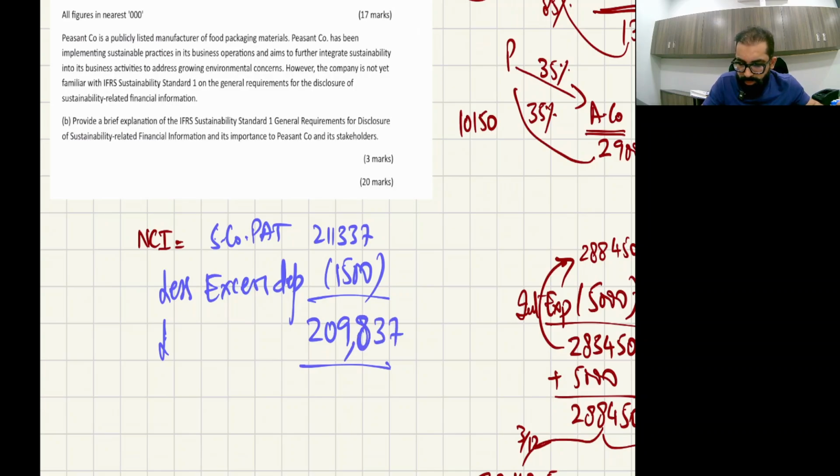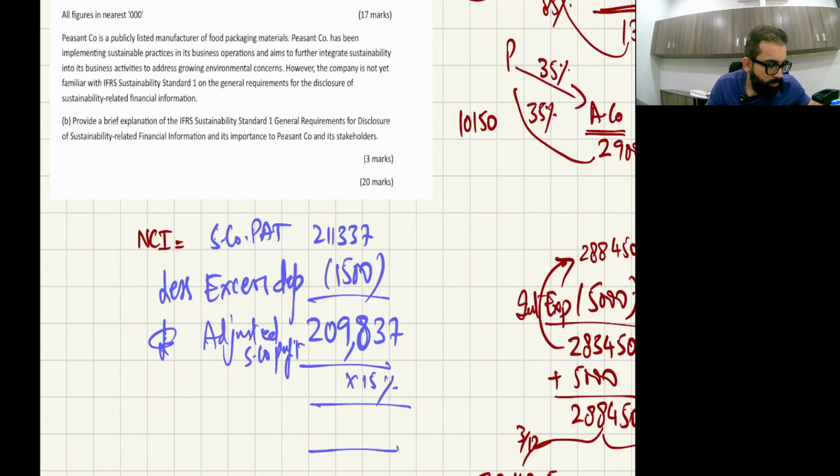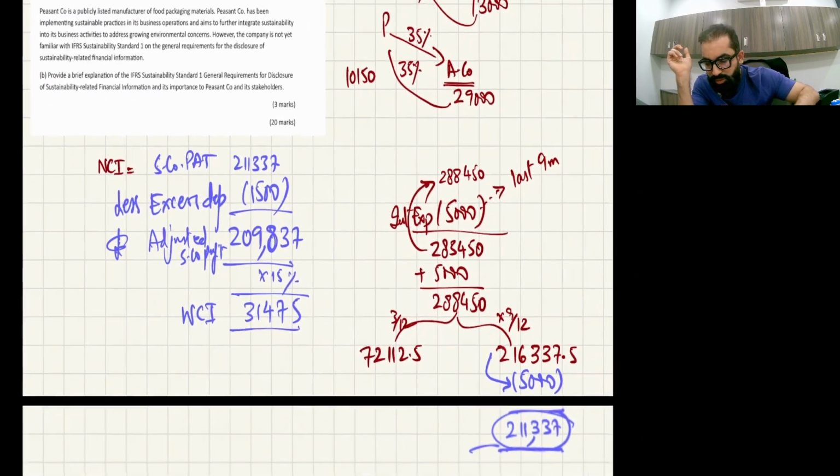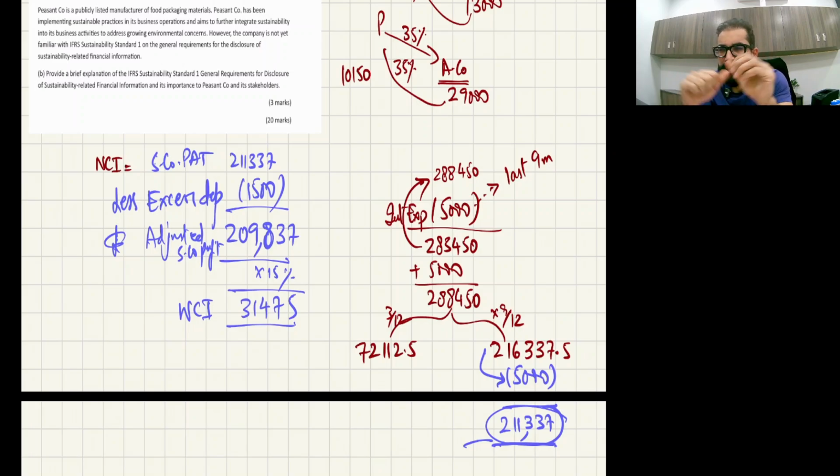Okay, now this is your final adjusted S company last 9 month profit, and the holding percentage is 15%. So if you multiply it by 15%, 0.15, 31475, this is your NCI. Okay, so there is a special calculation in this question which you guys must know, especially this thing you must know.